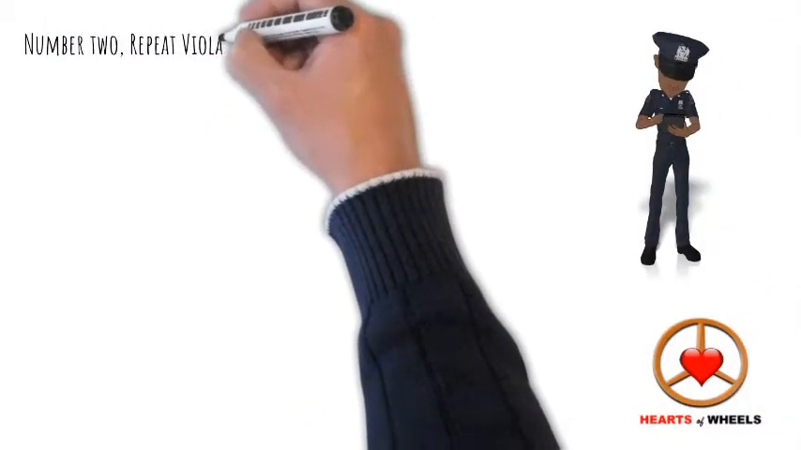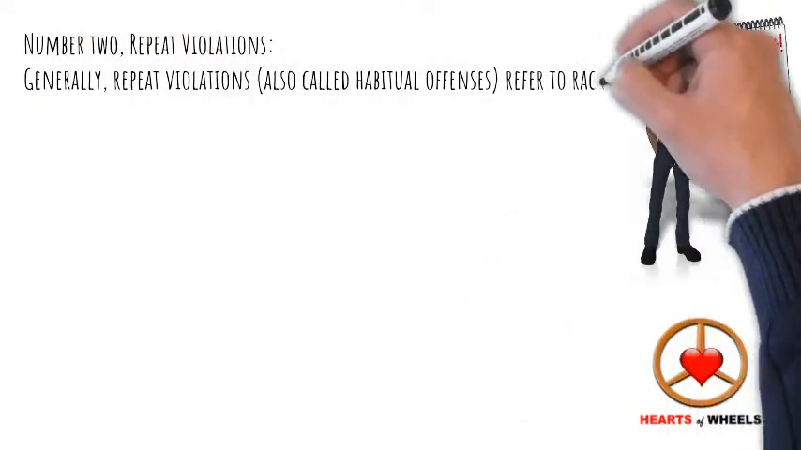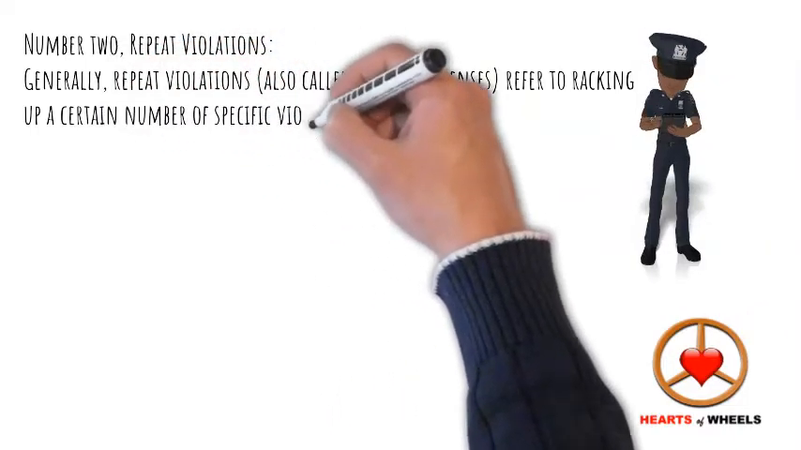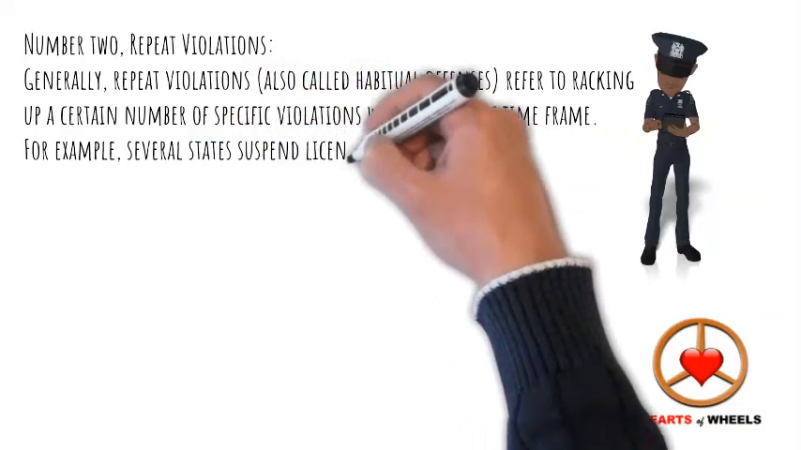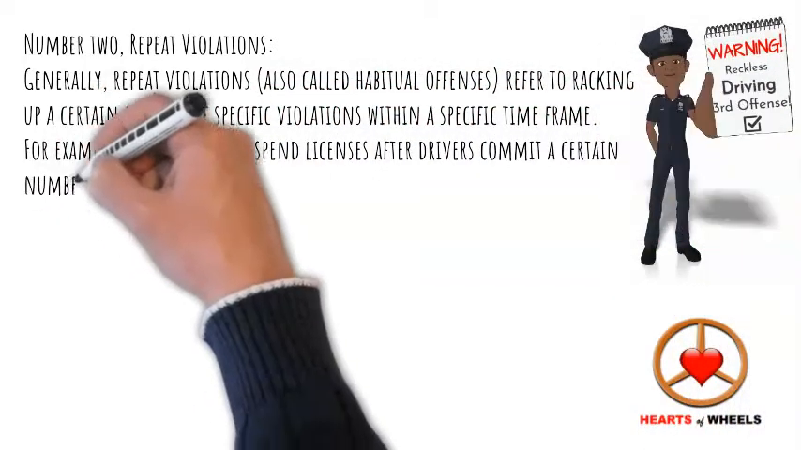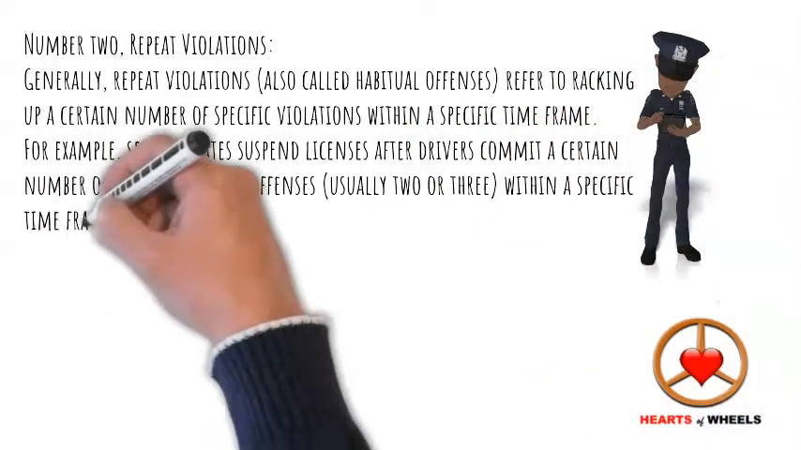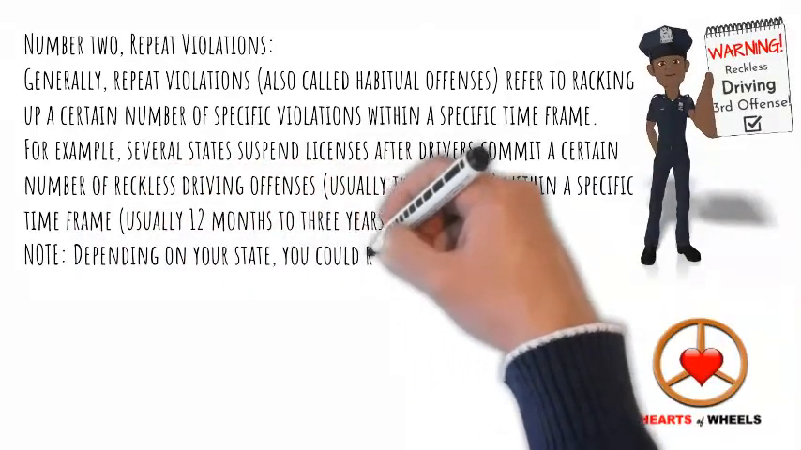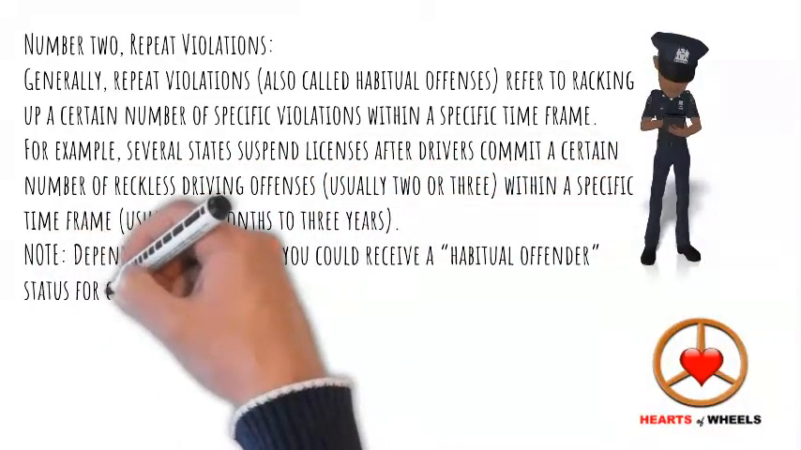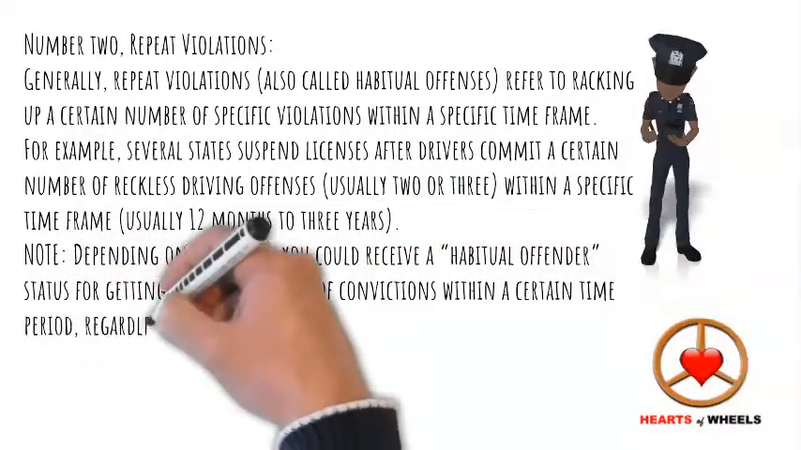Number 2. Repeat violations. Generally, repeat violations, also called habitual offenses, refer to racking up a certain number of specific violations within a specific time frame. For example, several states suspend licenses after drivers commit a certain number of reckless driving offenses, usually 2 or 3, within a specific time frame, usually 12 months to 3 years. Note, depending on your state, you could receive a habitual offender status for getting a certain number of convictions within a certain time period, regardless of the specific violations.